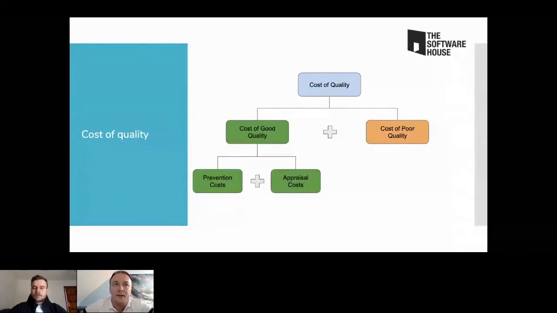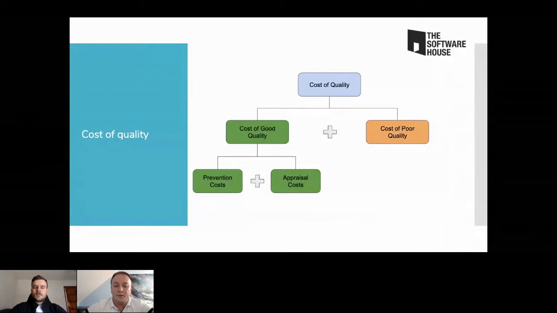The second one, appraisal costs. In other words, it's called inspection costs. It's associated with measuring and monitoring activities related to product quality, like defect detection, code reviews, unit tests, integration tests, system tests, or even acceptance tests. So it's simply all about the quality control strategy.